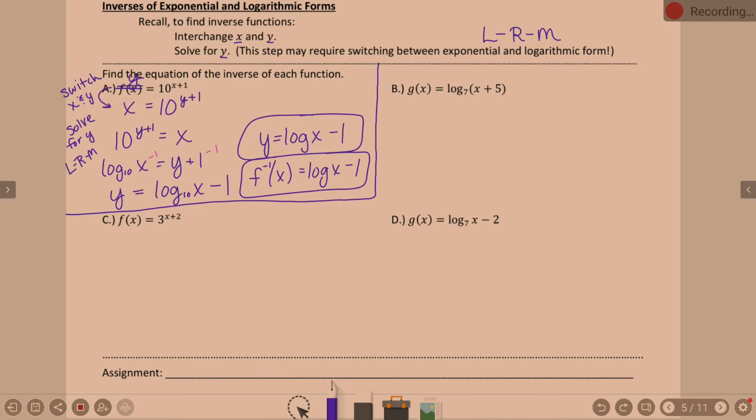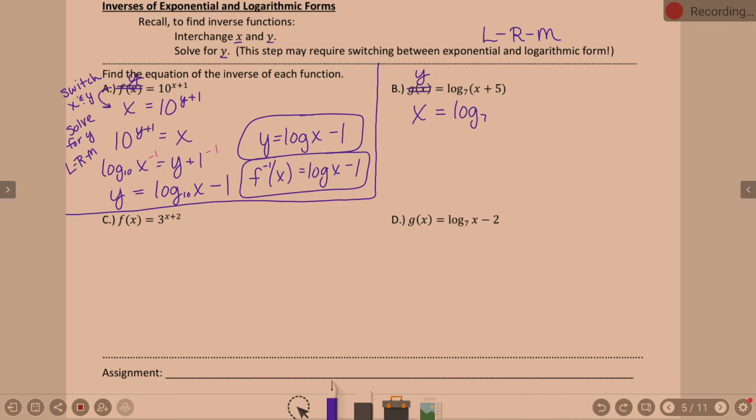Okay, B. Switching it up right off the bat on you. This time we're starting in log form. So just realize we're going to be going the other way eventually, but, okay, what do you know about g of x? It is the same as y. What do we do to find inverse? Switch x and y. And so instead of y equals, I'm going to say x equals.